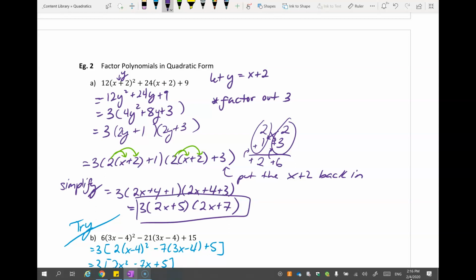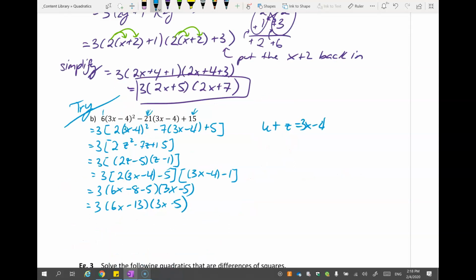So go ahead and try the next one. It's very, very similar. Okay, so for this try it yourself, my first step was just to factor the 3, but if you change your 3x minus 4 to another variable first, that is fine as well. So I just factored the 3 out of each term. So I did 6 divided by 3, which is 2, negative 21 divided by 3, which is negative 7, and 15 divided by 3, which is positive 5. Then afterwards, I let z be 3x minus 4 and replaced each of the 3x minus 4 with z.